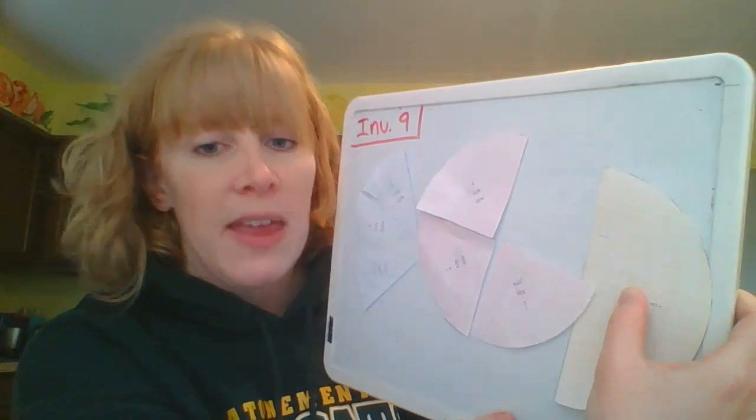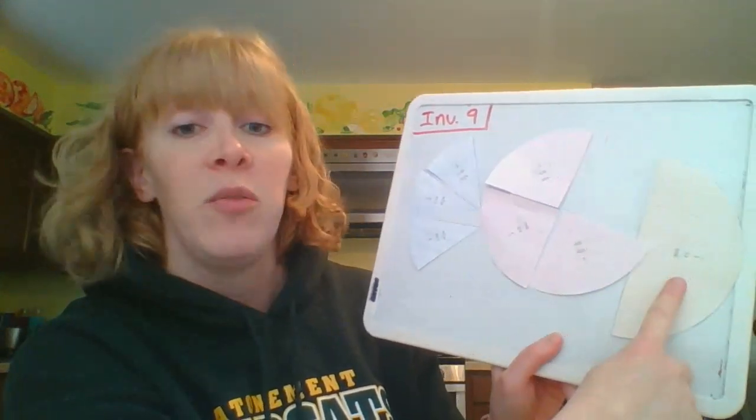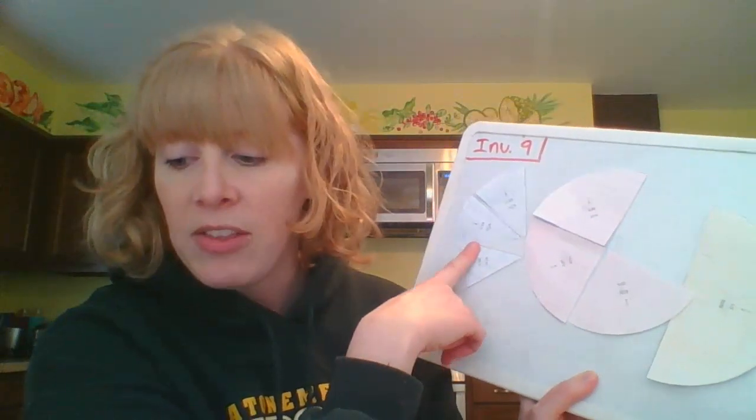And then I'm going to look at the 3/8. There's still 3 of them, but those pieces are smaller. So 3/8 is going to be the smallest. It's actually going to be 3/4 is the largest, then 1/2, then 3/8.